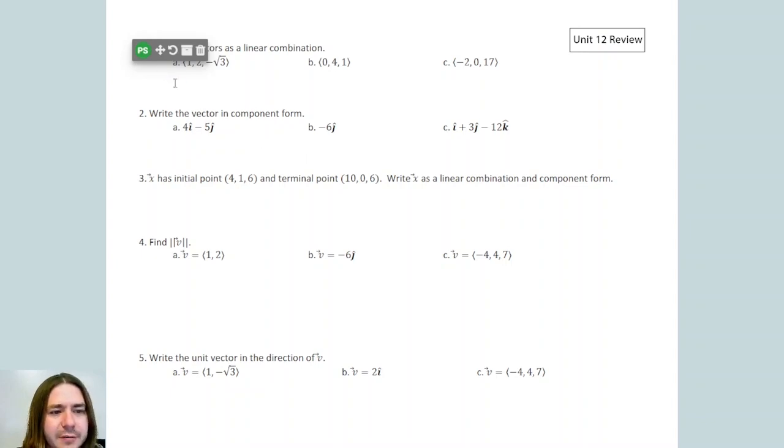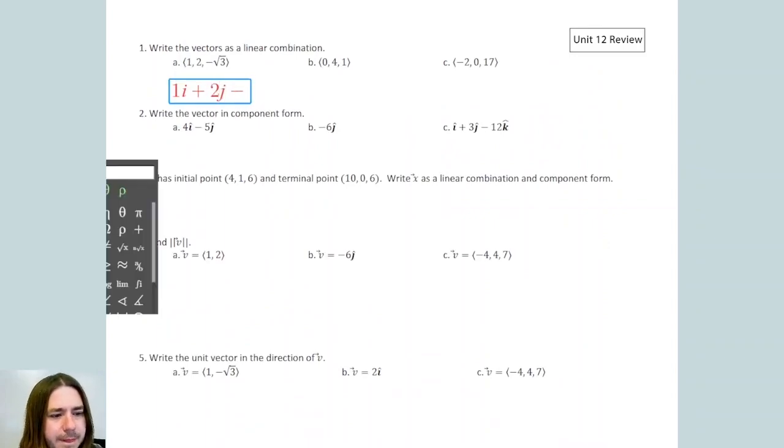Make this a little bigger here. Okay, so 1i, and really you don't need the 1 there, so I'll go back and delete it, but just so you can kind of see how this plays out. There we go. So 1i plus 2j minus root 3k.